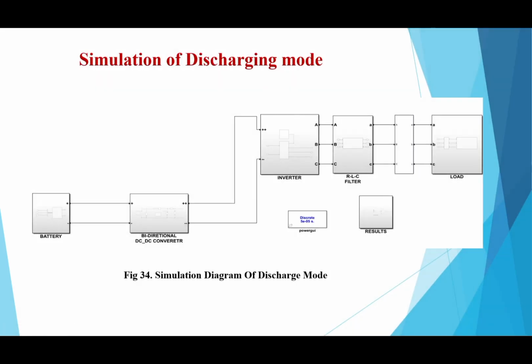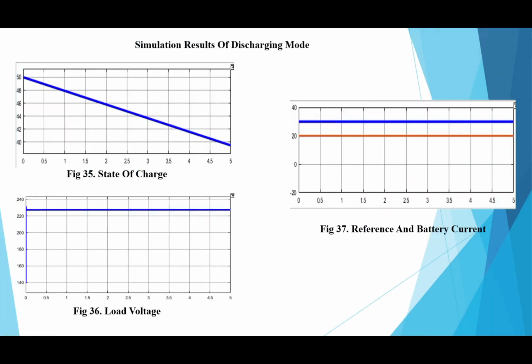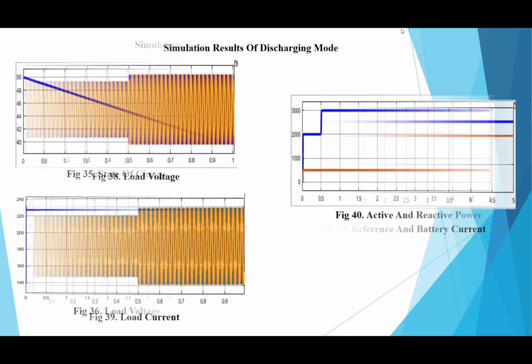Simulation of discharging mode. Here we cannot use the PV panel for the power tracking, and we use the power from the battery storage, the battery pack, for the conversion. Here the state of charge decreases in discharging mode and the load voltage is constant. This is the reference current and this one is the battery current.